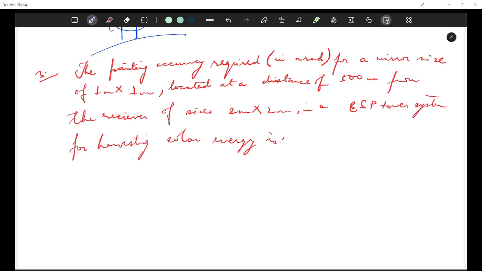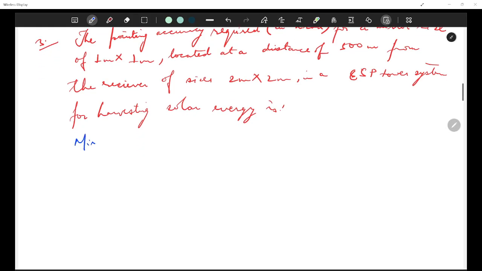What is the pointing accuracy required for a mirror size of 1 meter cross 1 meter? It is located at a distance of 500 meter from the receiver of size 2 meter cross 2 meter in a CSP tower system for harvesting solar energy. What should be the pointing accuracy? What would be the pointing accuracy? So it is a very good question, and let's answer this question. And we already know that we get it to be equal to 2 milliradians, and we want it to be ideally in the same way. But let's solve it. So what is given to you?